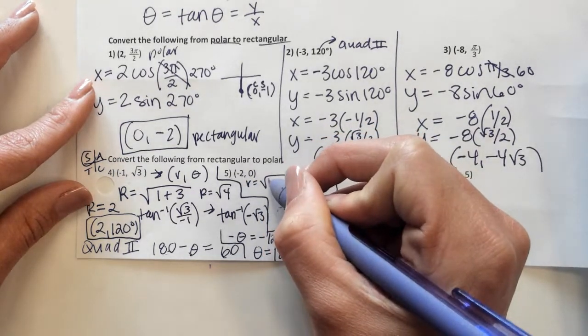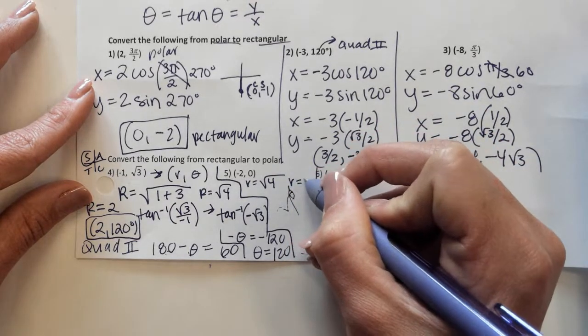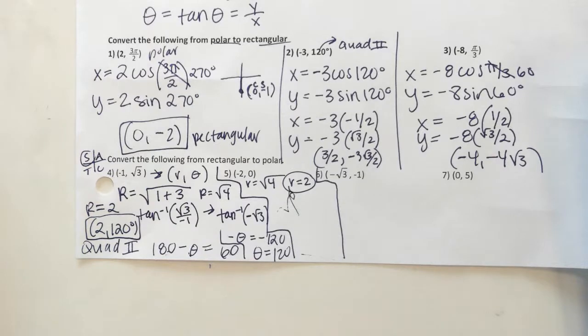Which is plus 0 squared, which is just 0. So R is what? 2. Very good. Let me zoom in.